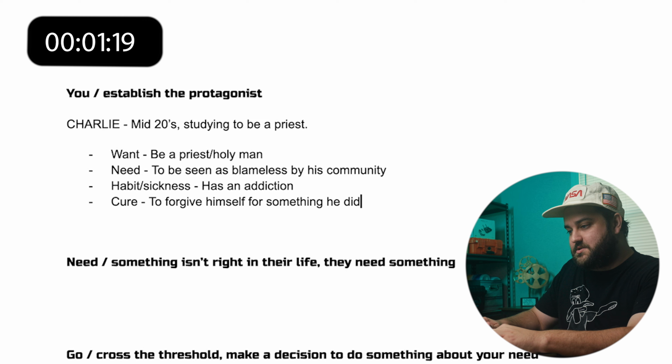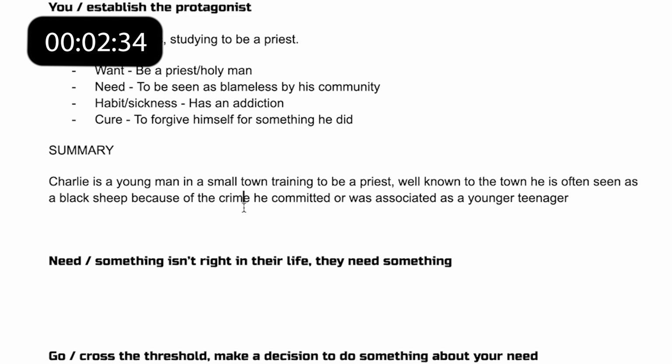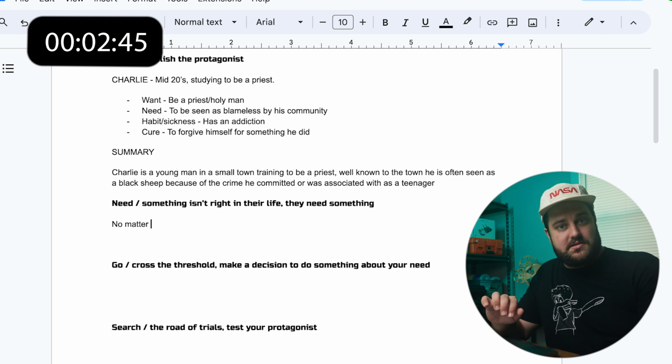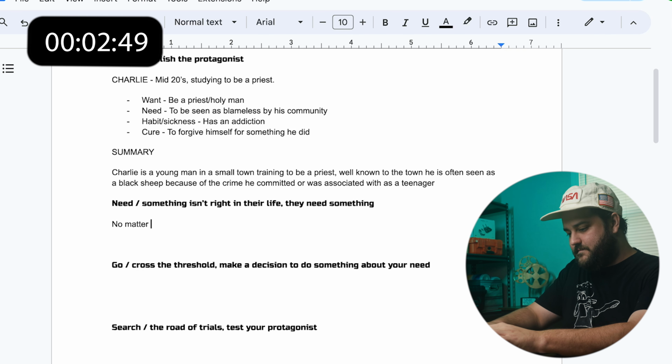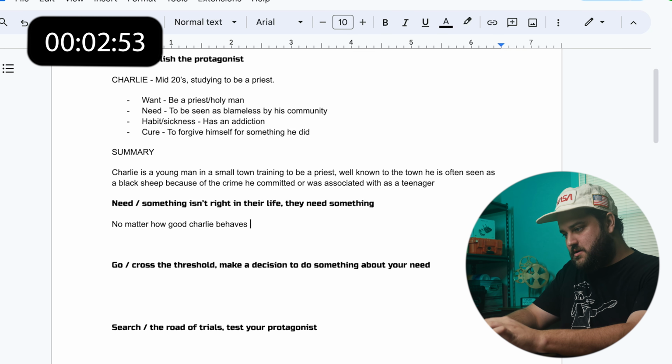So we're going to make a little summary here. Charlie is a young man in a small town training to be a priest. Well known to the town, he is often seen as a black sheep because of the crime he committed or was associated with as a teenager. So need: something isn't right in their life. Maybe no matter how good Charlie behaves, people still treat him differently. I think it's important to dole out what was the thing that happened.